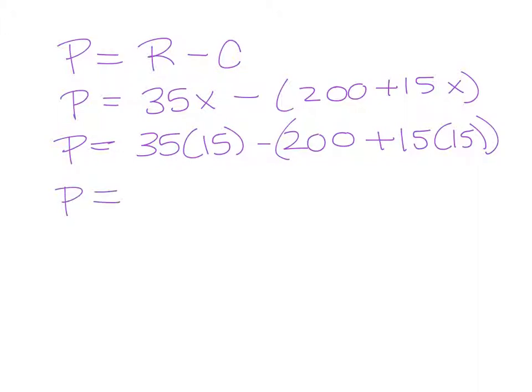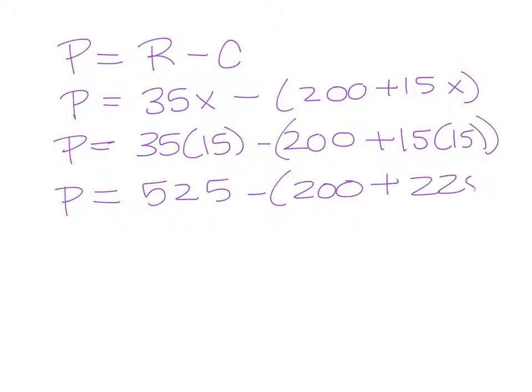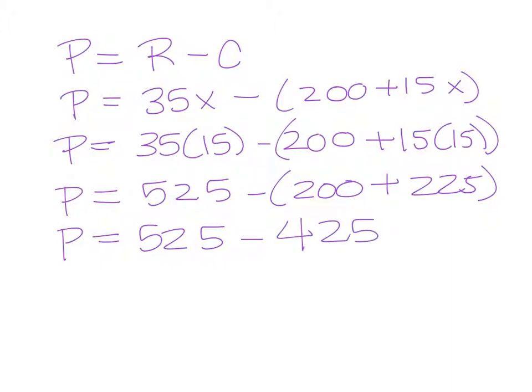Okay, so first we'll take 35 times 15, which is 525. And 15 times 15, which is 225. You need to do what's in the parentheses first according to order of operations. 200 plus 225 is 425. And then you can take 525 minus 425. If he sells exactly 15 trains, he will make $100.